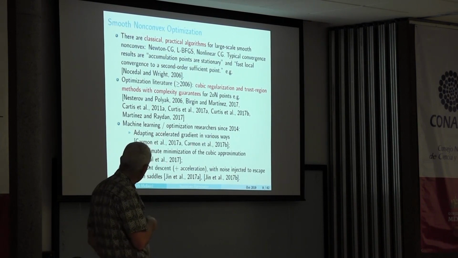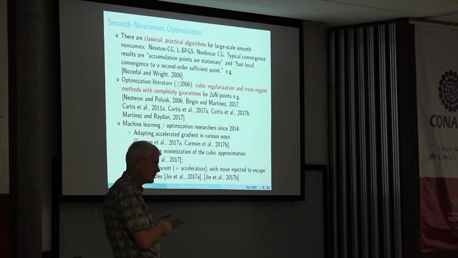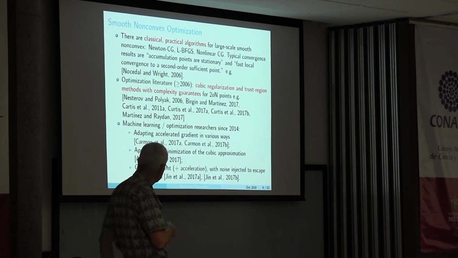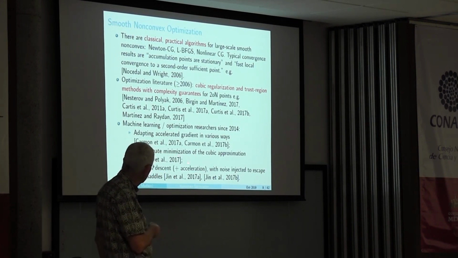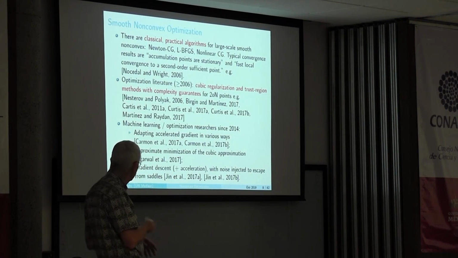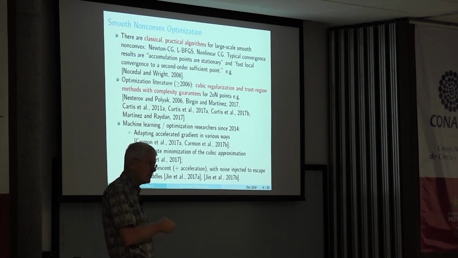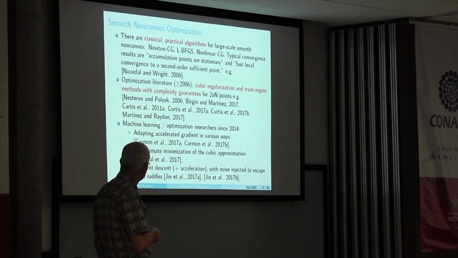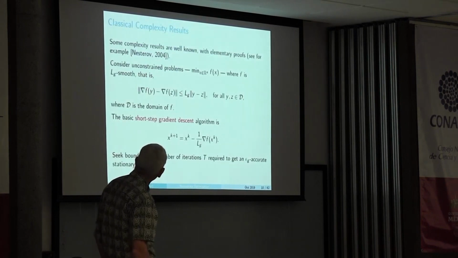And then here's the influence coming in from machine learning. Machine learning researchers who are also doing fundamental optimization work, since 2014, have come up with new algorithms that are adaptations of accelerated gradient methods, and they do other kinds of things, and they've all proved some sort of global complexity results. And I'll discuss several of these in the talk in a moment.